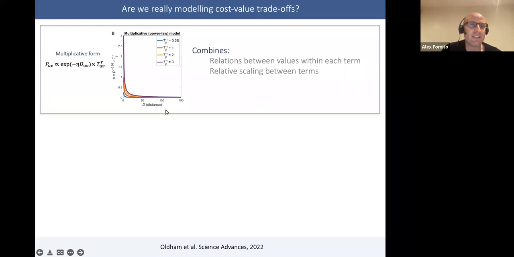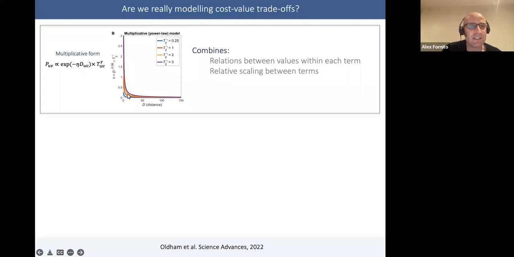And it turns out that actually, because of the way the model is formulated, the topological term here doesn't actually exert much of an impact on connection probabilities beyond a certain distance. So here in this plot, we've shown the connection probability for a fixed value of eta, and the different lines are different values of this gamma, this topological bias.